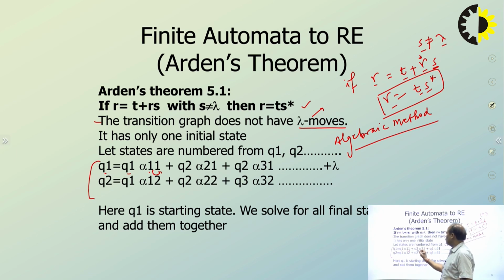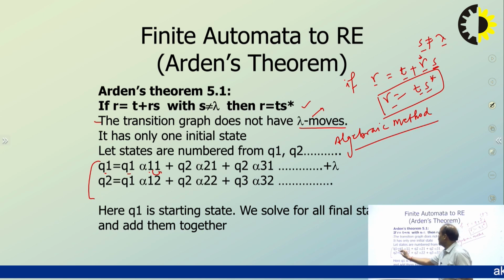Plus Q2 alpha 21. It is actually a linear combination of all the states, because the destination is 1, so everybody will lead to 1. So alpha 21, right? Same plus Q3 alpha 31. In general, if you have n states, Qn alpha n1 plus lambda, where if you have the starting state as Q1, lambda is going to be added.